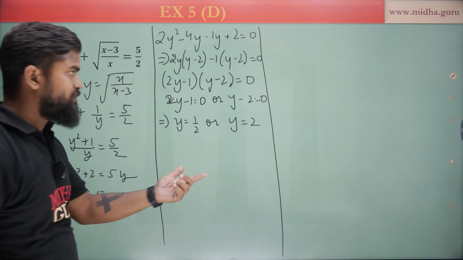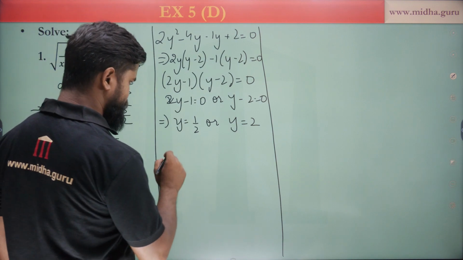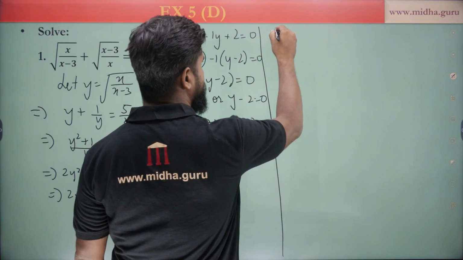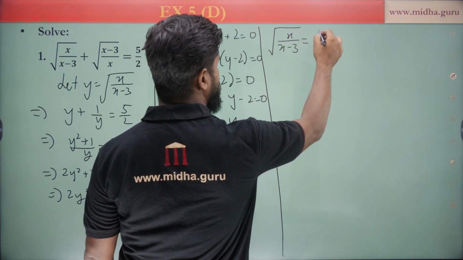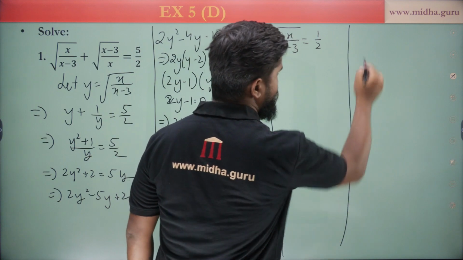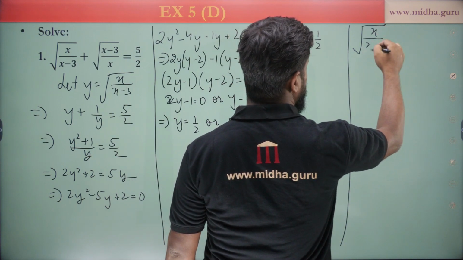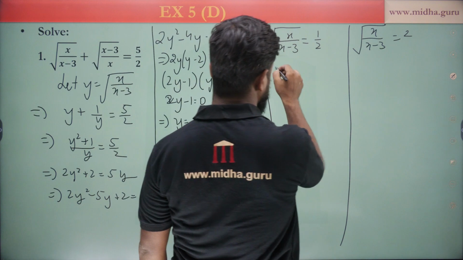Now for these values, we will solve for the value of x. So now since we know that y was equal to root over x by x minus 3, it is either equal to 1 by 2 or it is equal to 2.